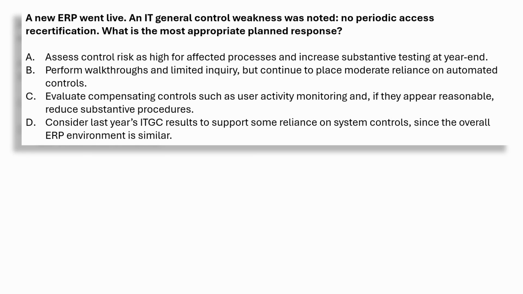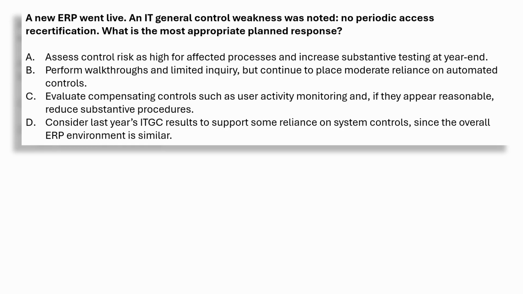Next question. A new ERP went live. An IT general control weakness was noted. No periodic access recertification. What is the most appropriate planned response? Option A. Assess control risk as high for affected processes and increase substantive testing at year-end.